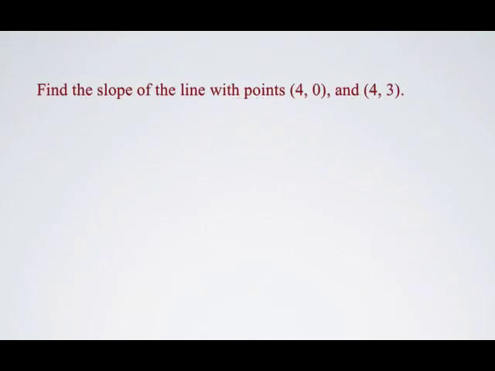Find the slope of the line with points 4, 0 and 4, 3. When you're ready, come back and check.